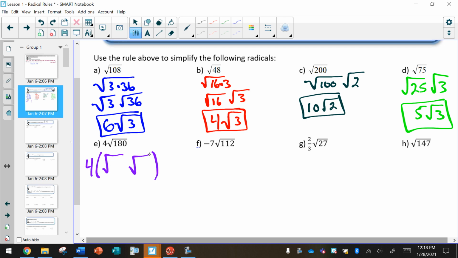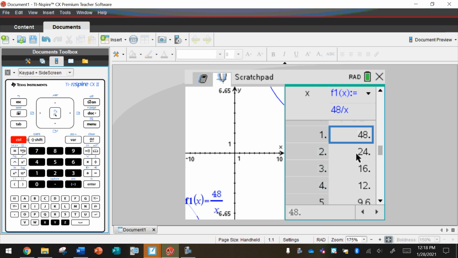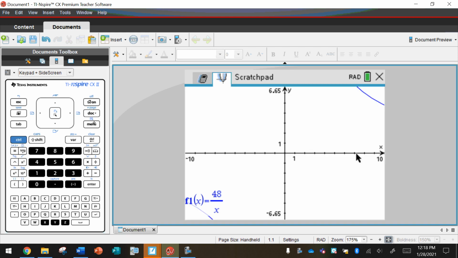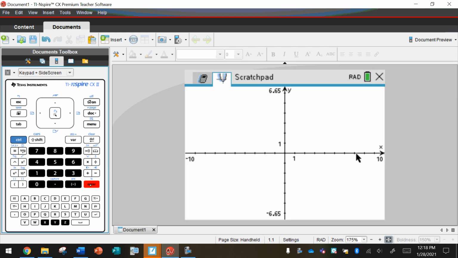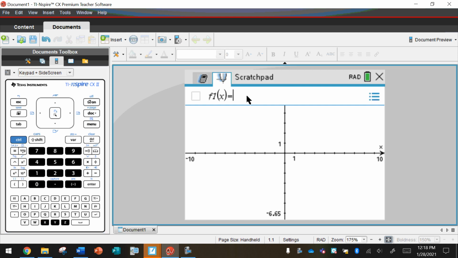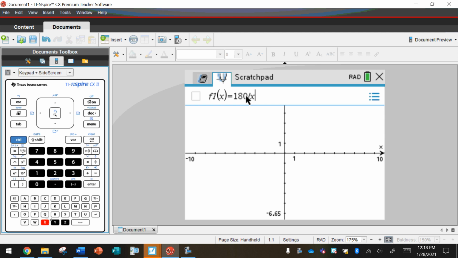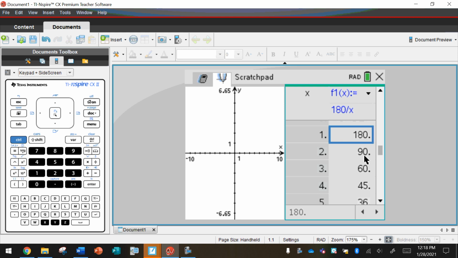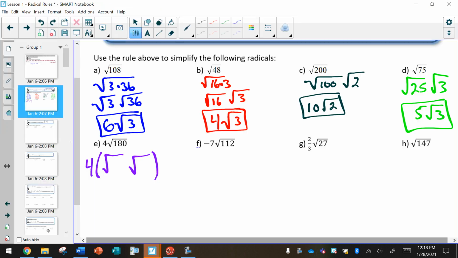So we need the largest perfect square that is a factor of 180. Control T gets the table out of the way. Menu 1, 4, enter. It clears the old stuff out of the way. Tab, so I can type in my new number of 180 divided by x. And then Control T brings my table back. Largest perfect square, right there. 36 times 5. So 36 and 5.